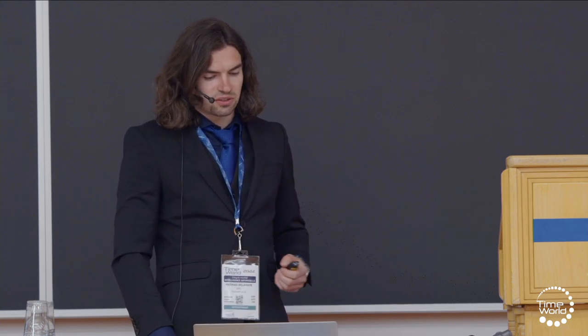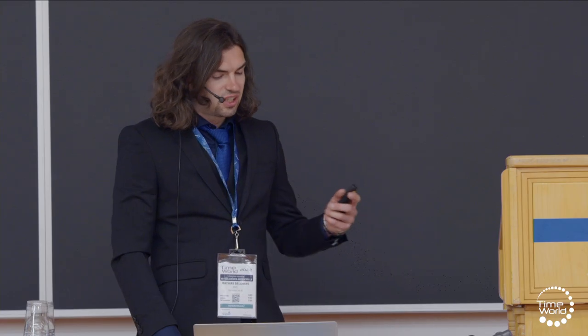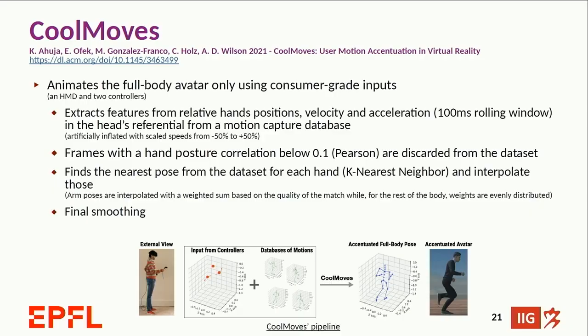The data set is then trimmed down for each frame in order to only retrieve frames that are more or less close to the current position of the user. Then the nearest poses are computed for each arm, and afterwards interpolated to reconstruct the position of the full body. At the end, there is also a final smoothing of the animation to avoid jitter. And we can see on the pipeline that we have the initial pose, so only the positions from the controllers and the head here, that leads to the final pose here.